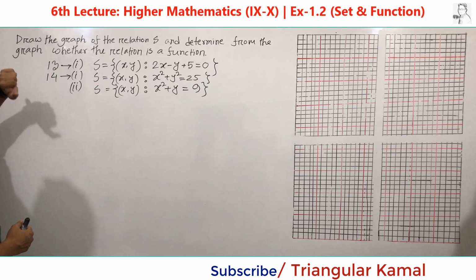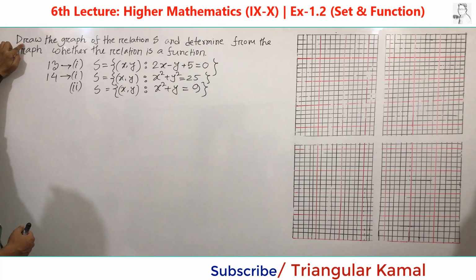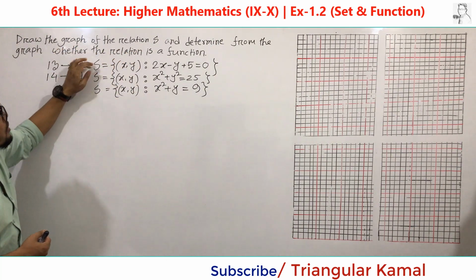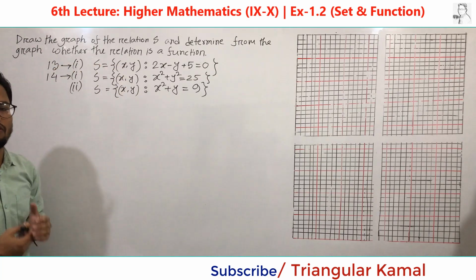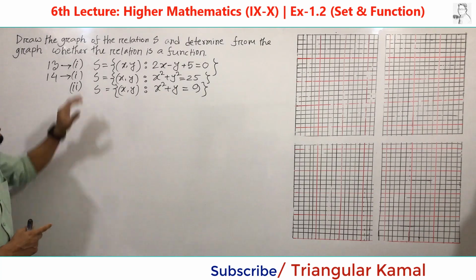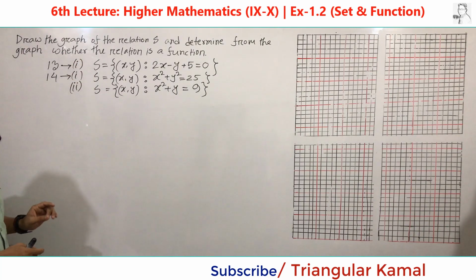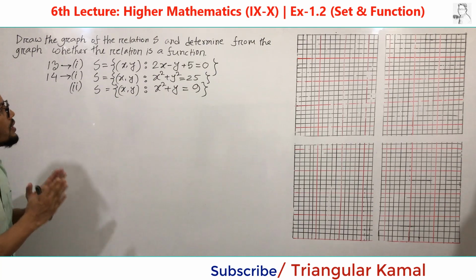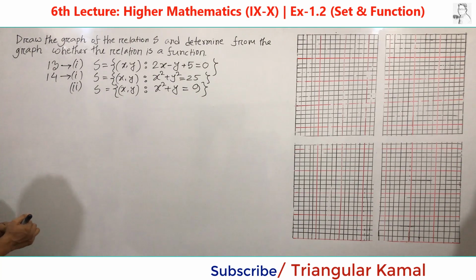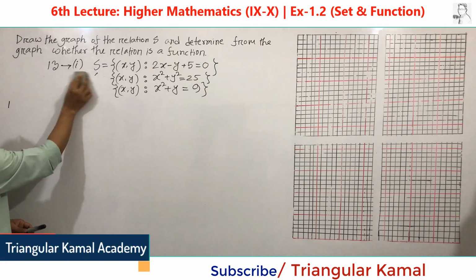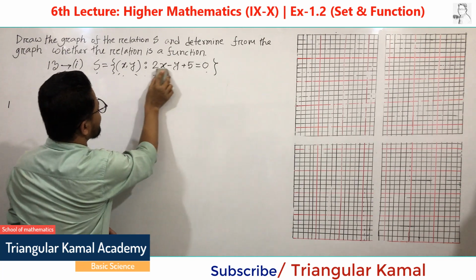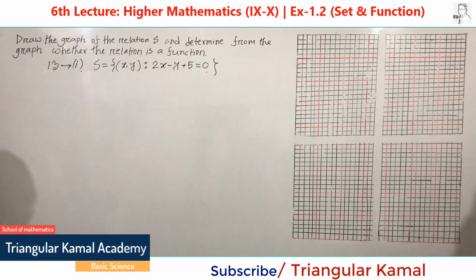So dear students, the requirement is: draw the graph of the relation S and determine from the graph whether the relation is a function or not. So it is a 2-step question. First you have to draw the graph of the relation and then determine whether it is a function or not. Okay, we are going to start with question number 13. We can start from 13 and later we will write question number 14 again. Okay, start this one.